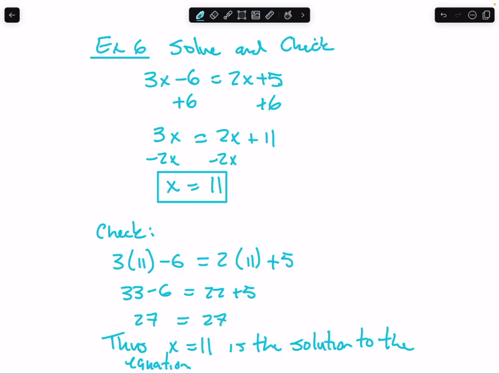Okay, that is the last example of section 2.1, the addition property of equality. If you have any questions, let me know.